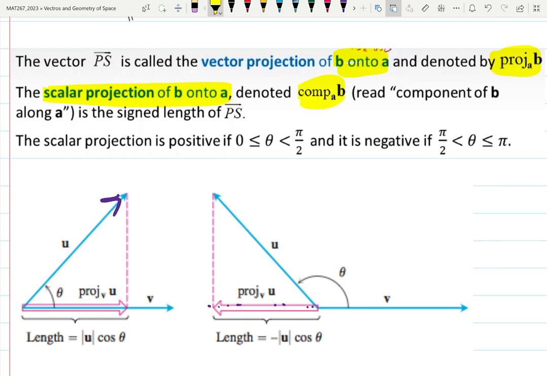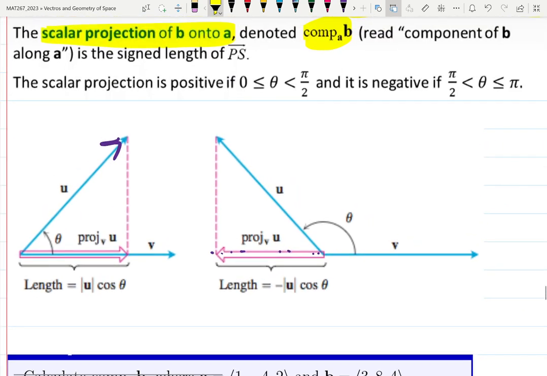Basically it's the length of that projection. If I don't care about the vector, I just want to have a scalar. And here's what's interesting: if the angle is less than 90 degrees, then it's positive, and it's negative if it's not the case.